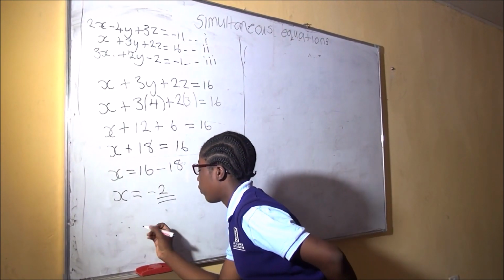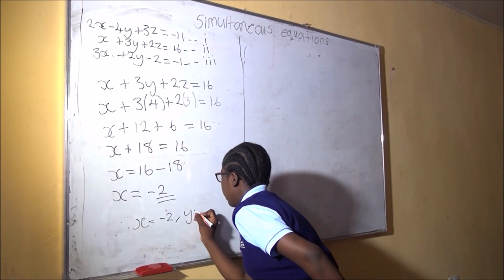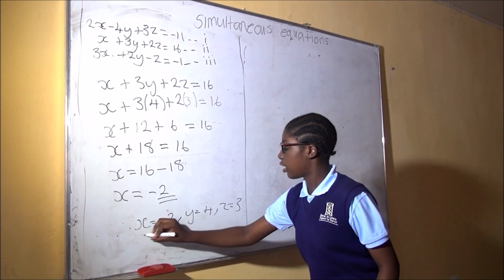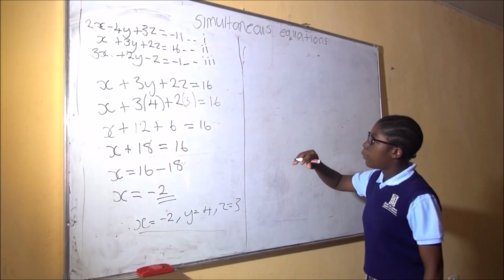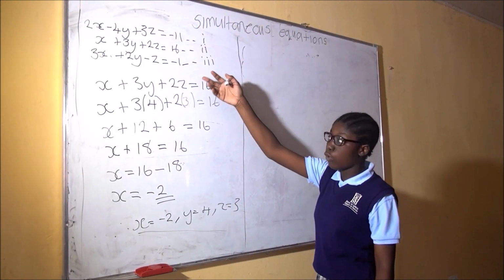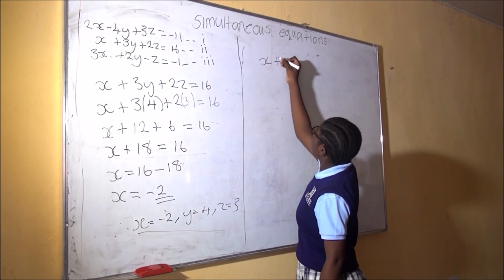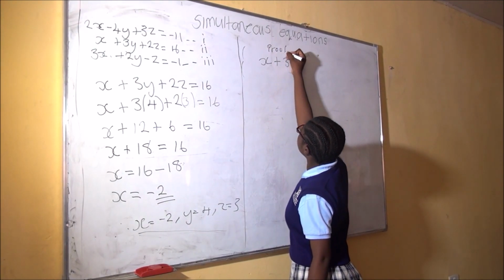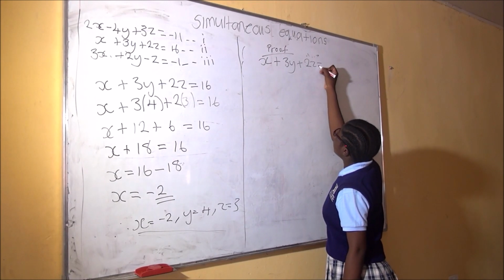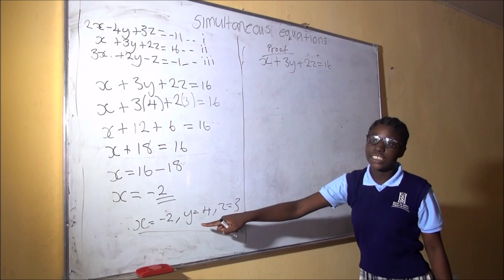So therefore, we have our answers. x is equal to negative 2, y is equal to positive 4, and our z is equal to positive 3. So we can prove if our answers are correct. We can choose any equation to prove. So I go for the second equation, x plus 3y plus 2z is equal to 16. We can substitute x, y, and z by the answers we found.